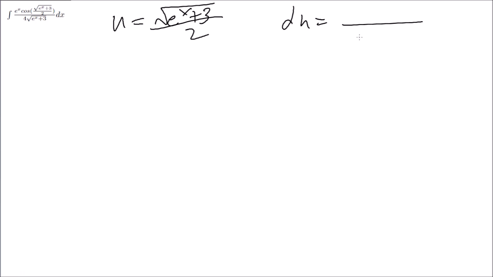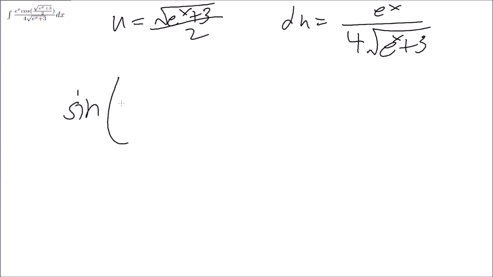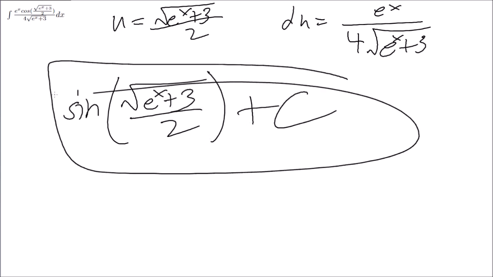U is equal to square root of e to the x plus 3 over 2, right? And then I'm assuming du. This actually does become like 4 e to the x plus 3 e to the x, which is exactly what we have. So this is sine of square root of e to the x plus 3 over 2 plus c. You could do it in your head, but I like to do it like this, just in case I'm missing a constant, then you have to be careful with that.